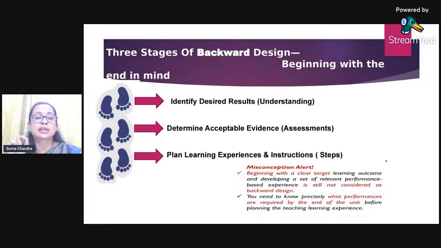But misconceptions. As you can see, simply setting a clear learning outcome and planning related activities does not qualify as backward designing. Backward design requires identifying the expected student's performance at the end of the session, or say after the end of the chapter, before planning learning experiences. For example, if the goal is for students to write a, say, descriptive essay or a persuasive essay, you must define what a successful essay looks like, the criteria, before designing the teaching activities.